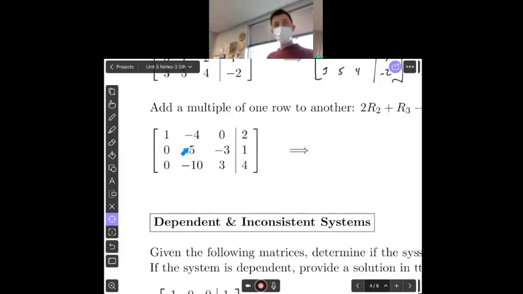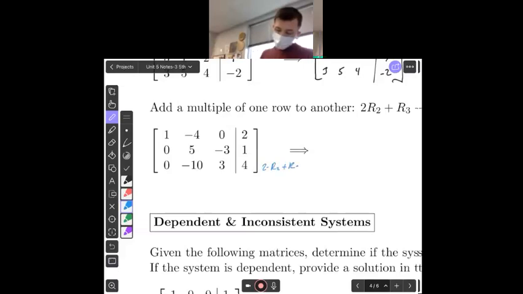It should be pretty obvious that the 5 is going to be your best bet here, because if I could multiply that by 2 and then add it to -10, I would get 0. So that's what they're saying here. That's why they're saying 2 times R2 plus R3. I'm going to multiply this by 2 and then add it to this. Again, I like to write it next to that. That'll give me my new R3, my new row 3.